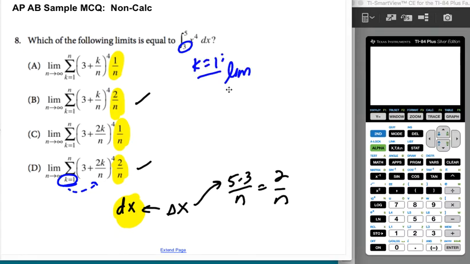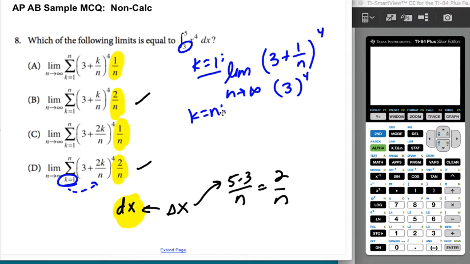This is the limit as n approaches infinity of 3 plus 1 over n to the fourth. Well, if n's approaching infinity, that's a 3 on the inside, because it's 3 plus 0. So that checks out for actually both of those. But then when I plug in the top value, where k is n, I should be getting a 5. So let's try that one.